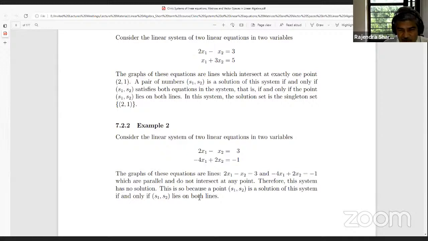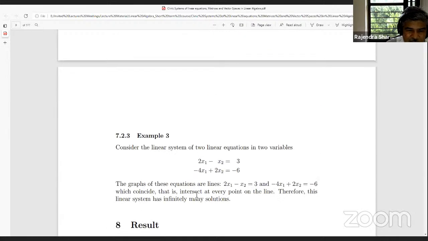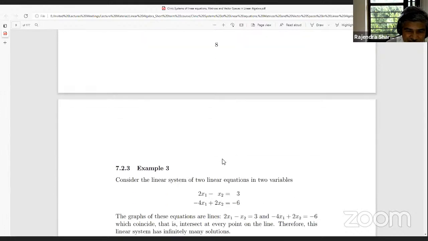This is, as we can see, that there is no point which lies on both the lines. And therefore, the solution set is empty.